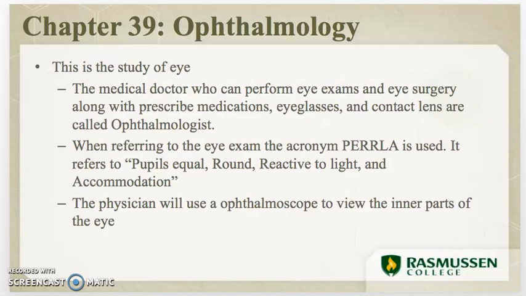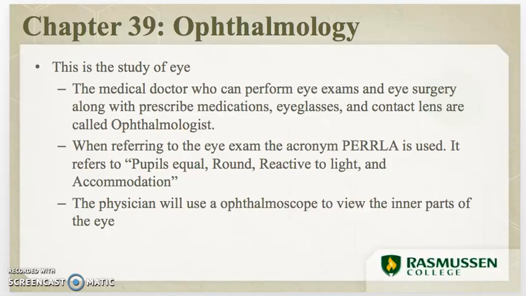Now, there's an acronym that we use to discuss the eyes, and that is called PERLA. And that stands for pupils equal, round, reactive to light, and accommodations. But there are some other abbreviations that we use, such as OD, OS, and OU. OD stands for right eye, OS stands for left eye, and OU stands for both eyes.